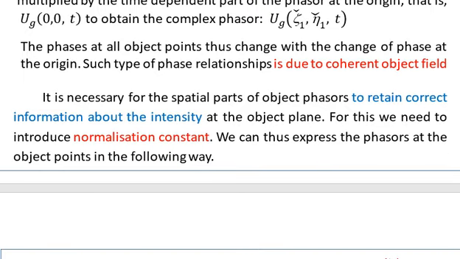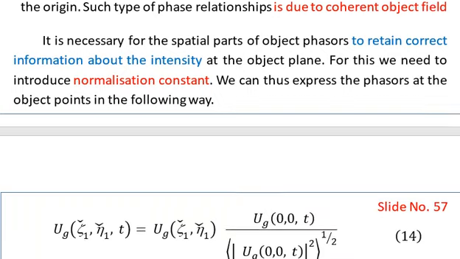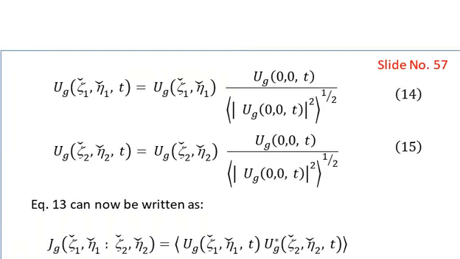It is necessary for the spatial parts of the object phasors to retain correct information about the intensity at the object plane. For this we need to introduce a normalization constant. We can thus express the phasors at the object points in the following way. So now we are going to introduce some normalization constants so that we can obtain correct information about the intensity at the object plane. For that we are going to write equations 14 and 15.